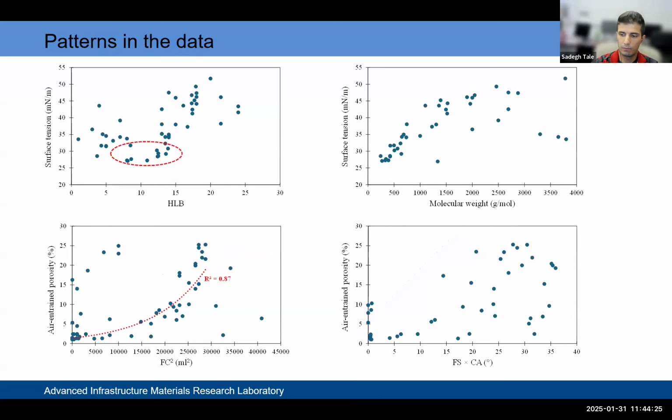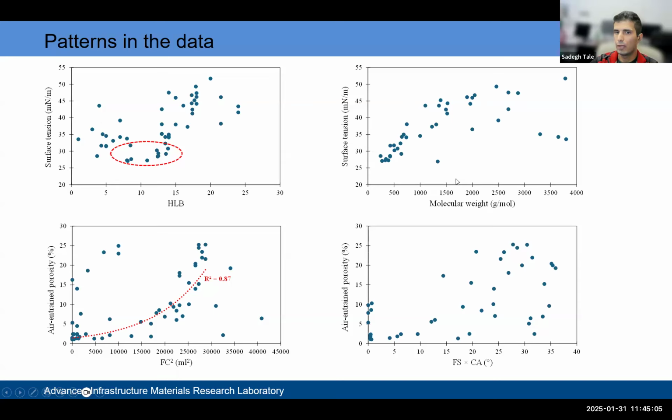Some interesting patterns that we actually saw in our data set, I've listed here. In terms of surface tension, surfactants that had an HLB from 7 to 15 seem to be performing relatively well. Surfactants that were too hydrophobic or too hydrophilic had higher surface tension, which is interesting. So we need a balance in hydrophilicity in order to achieve the lowest surface tension. And this is surface tension in cement pore solution, not DI water.